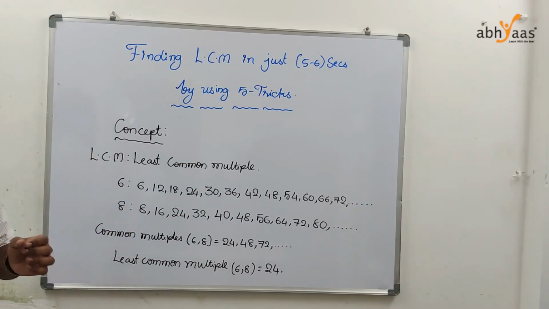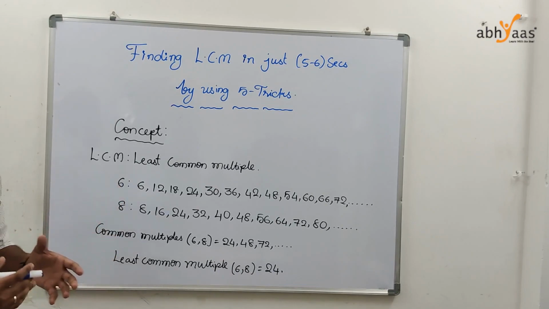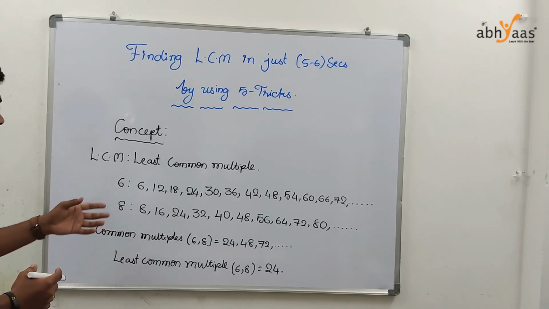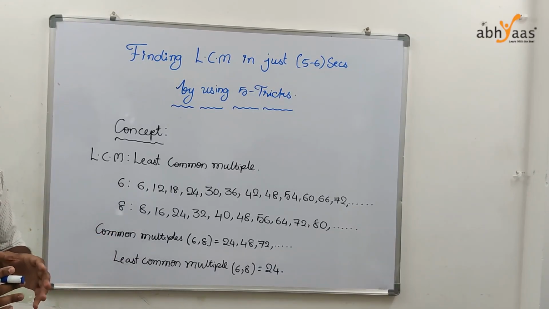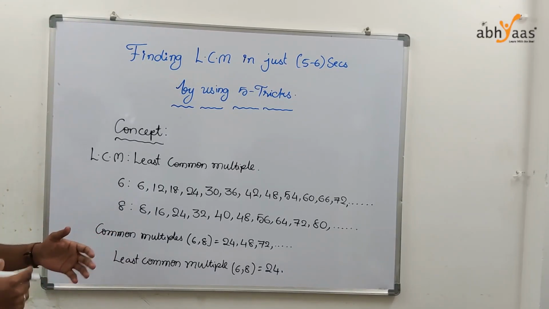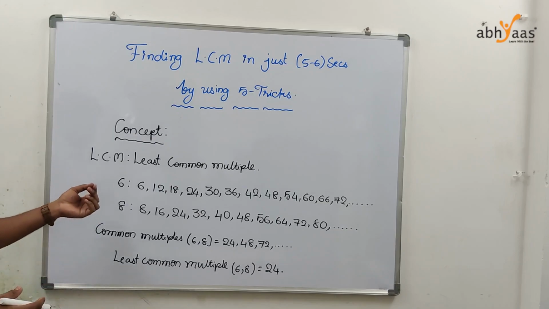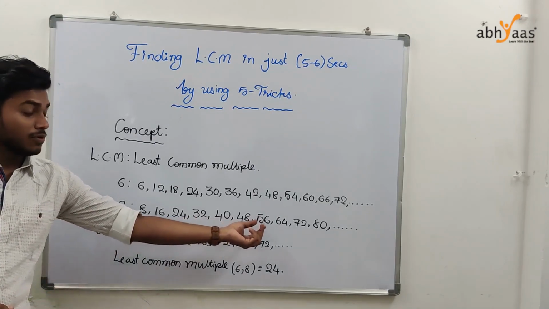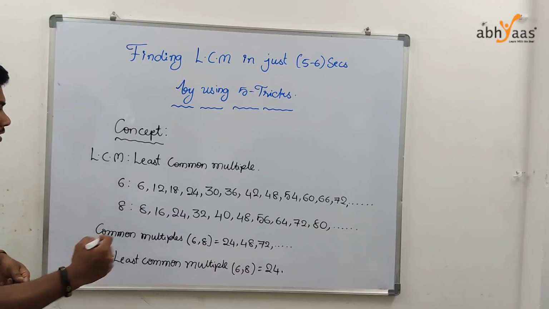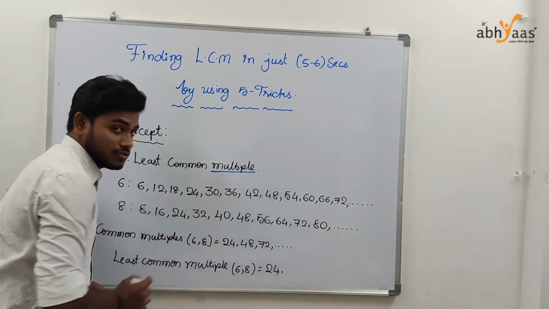A multiple is nothing but if you multiply this 6 with any natural number, the resultant is a multiple of 6. If I multiply 6 with 1, that is 6. 6 is a multiple of 6. 6 2s are 12, 6 3s are 18, like that. And in a similar way, these all are the multiples of 8. So I have written all the multiples.